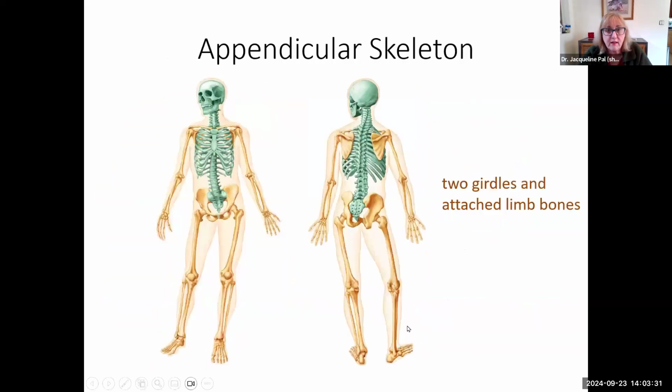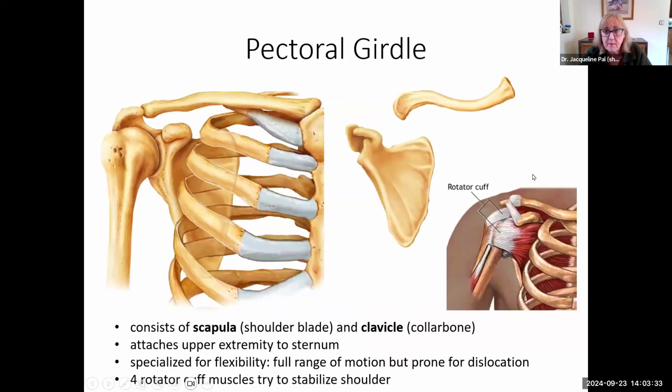Sorry about that. Let me go back to the correct page. Okay. So these are our rotator cuff muscles trying to stabilize our shoulder.